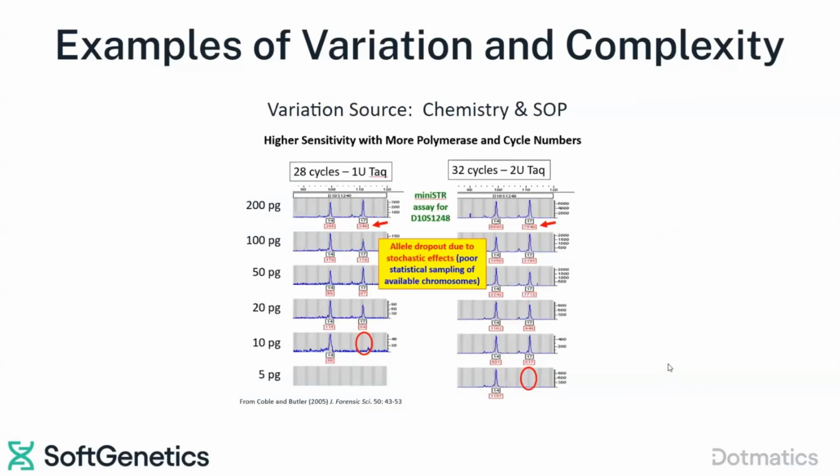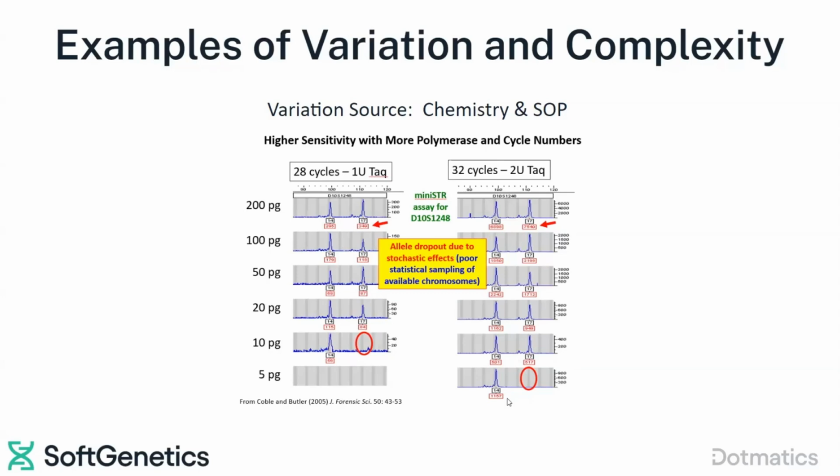Another source of variation is the chemistry and the procedures used, 28 cycles and 1 unit of TAC, compared to 32 cycles and 2 units of TAC. And so here, with the fewer cycles and 1 unit of TAC, you start to see peak height variation that's very noticeable at 20 picograms, and with greater cycles and more TAC, a little less variation. At 10 picograms, we're starting to get dropout in the fewer cycles and less TAC. Not so much of an impact here, again, at the 32 cycles and more TAC.